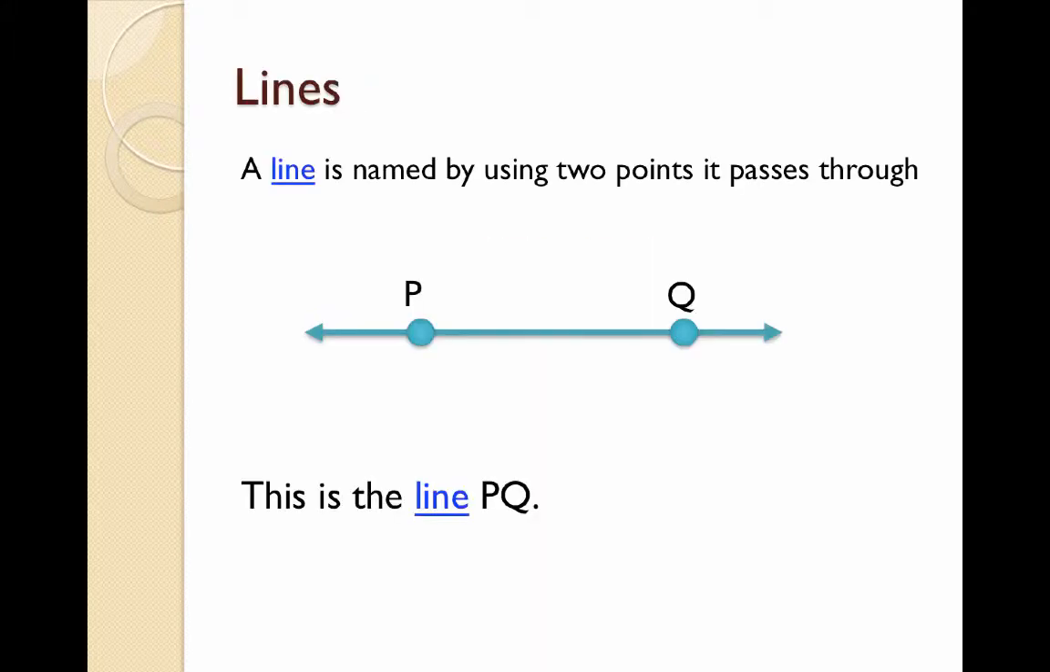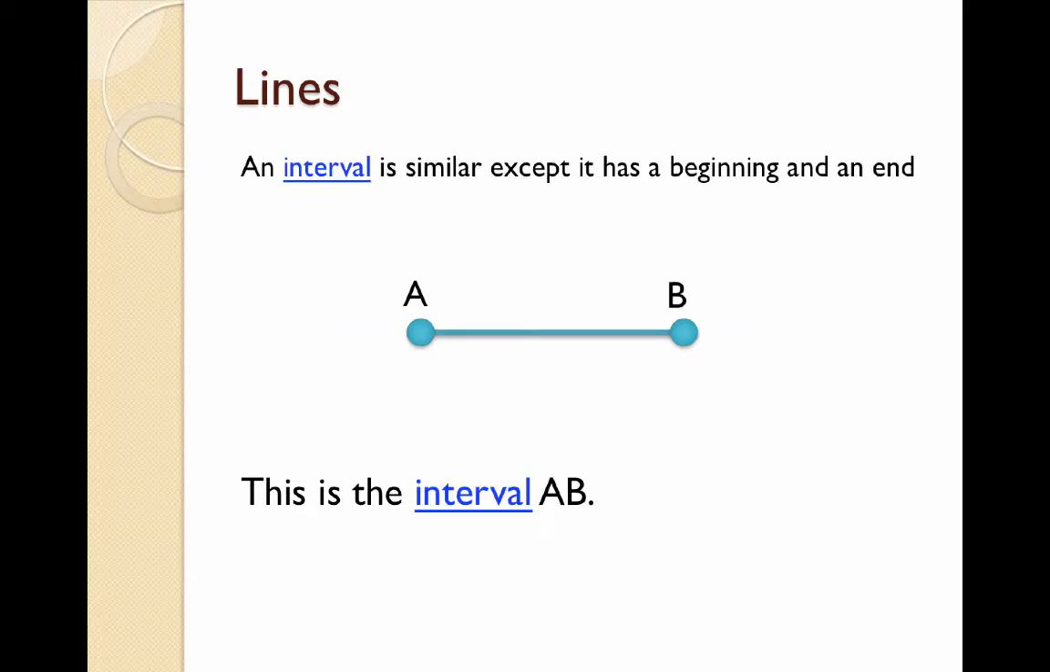Here's how we name some lines. A line is named by using 2 points that it passes through. This is the line PQ. Notice the arrows at each end pointing in each direction. That tells us that the line goes on forever in each direction. An interval is similar, except it has a beginning and an end. This is the interval AB, and we name it in the same way, where we pick 2 points on that interval and call it AB.